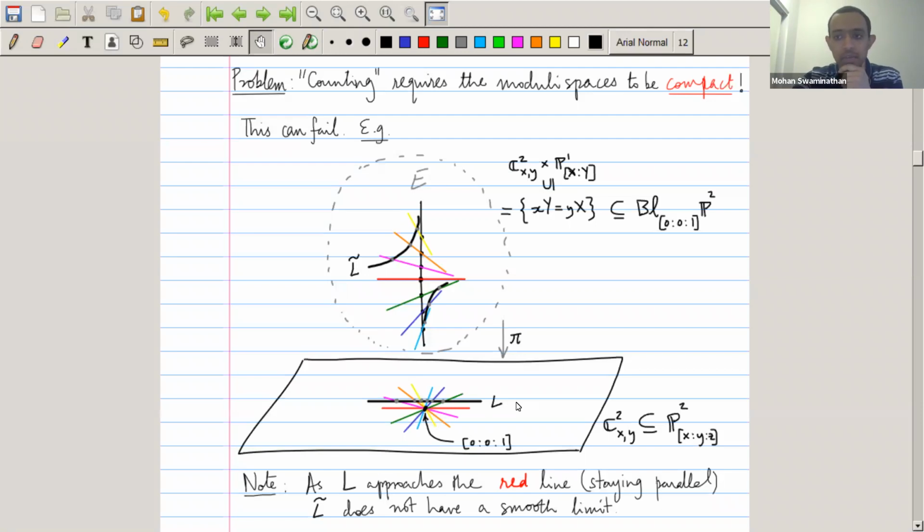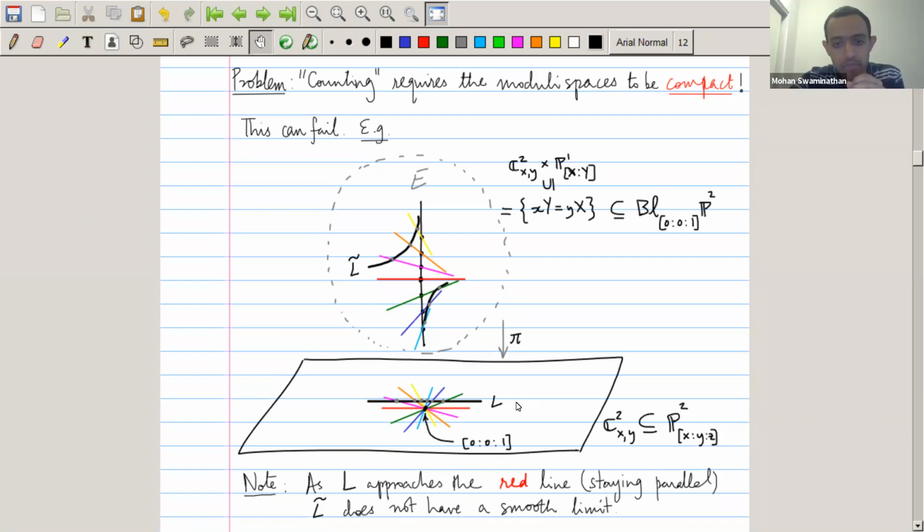And so this is an example of a sequence which will not have any convergent subsequence converging to a smooth limit. So what this is telling us is that the moduli space is not in general going to be compact, but it also gives us some idea of how it fails to be compact. It tells us that we should probably add some kinds of singular curves to the moduli space in order to make it compact.